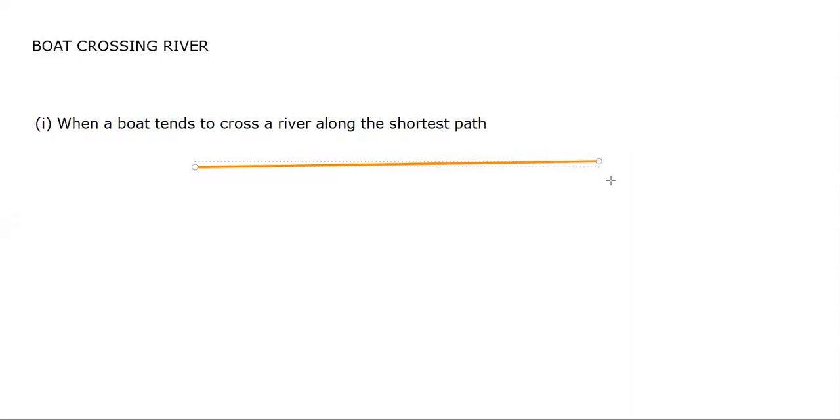Suppose this is a river. Okay, this is a river, and let us take its width also. Let its width be S. Okay, width is S, and there would be a velocity of stream of water also, and there would be a direction also. Let us take the direction from here to here. Okay, the river is flowing like this, and let us say its velocity is v2.